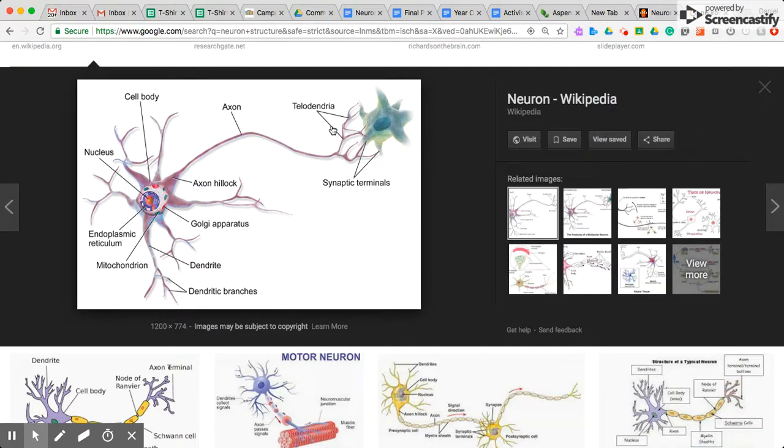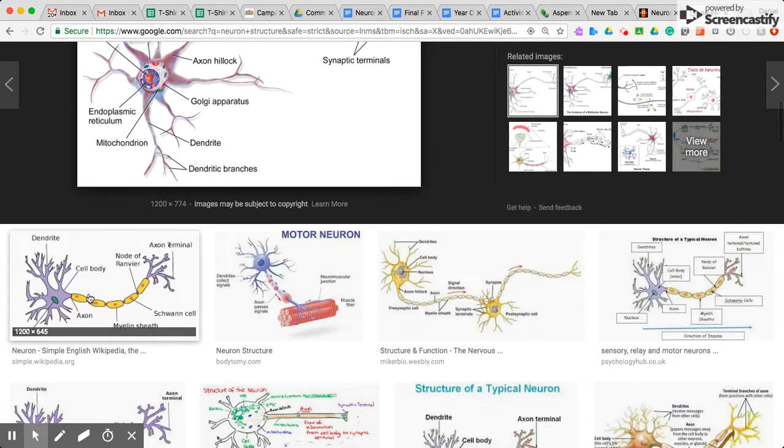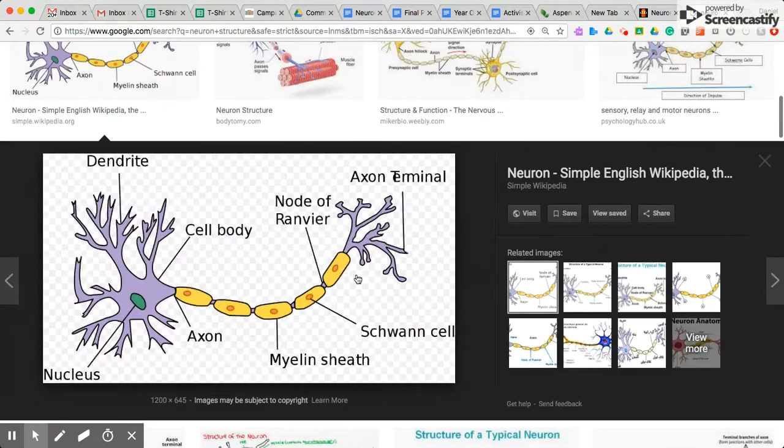Okay, but here you've got a bunch of those names that you are looking for. So, for example, dendrites, the cell body or soma, axon, synaptic terminals. Terminal means ends, synapse. That's one of the things that you're labeling. It's the end piece. You can also look at some of these other diagrams.